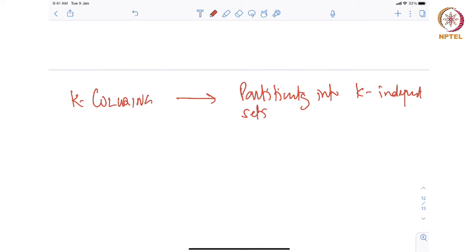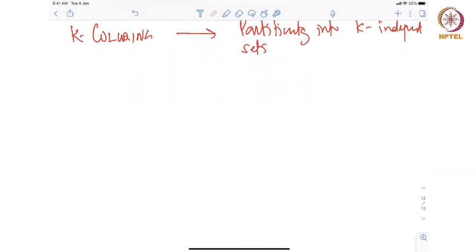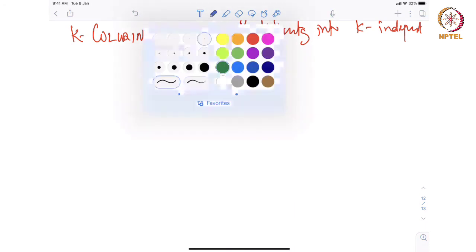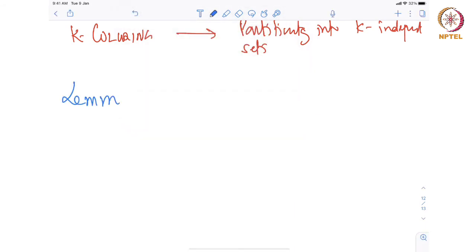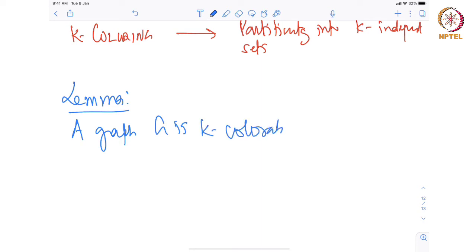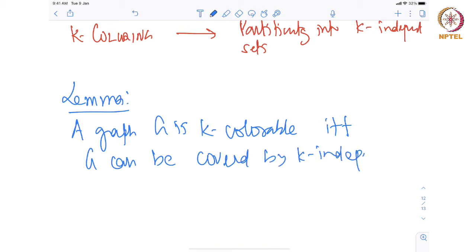But before that, let's make it even better. In fact, we can prove a slightly more general lemma: a graph G is k colorable if and only if G can be covered by k independent sets. What is the meaning of this? Let's try to focus there.